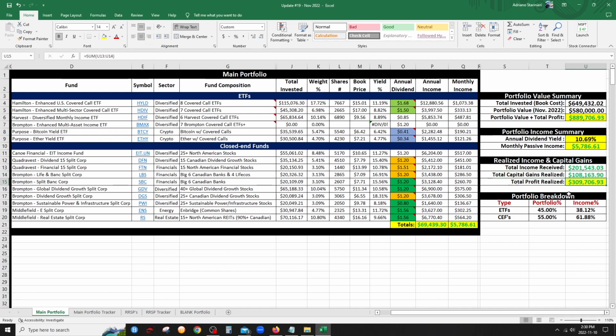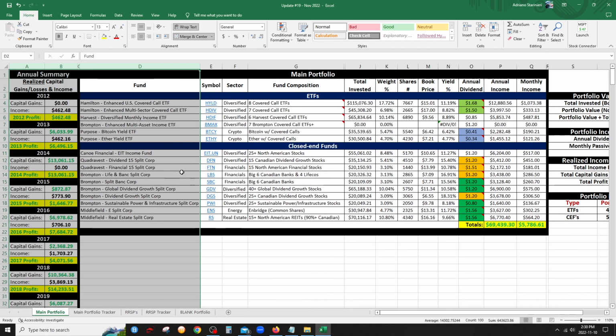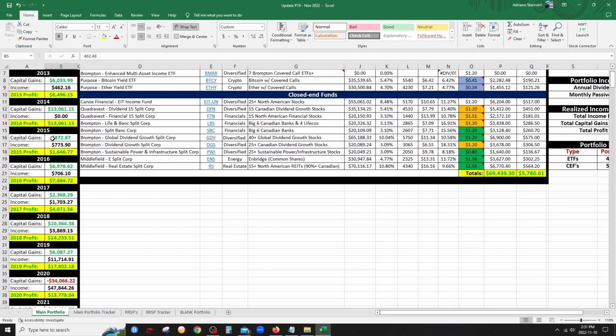Now you might be wondering, how do you track that? Well, check this out, guys. If you unhide, there are hidden columns here. If you unhide them, basically every single year starting in 2012, I track my realized capital gains. That's why it says realized here, and my passive income. So throughout the years, I've been tracking it.